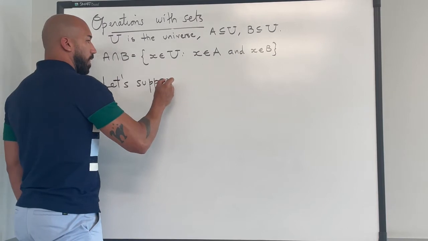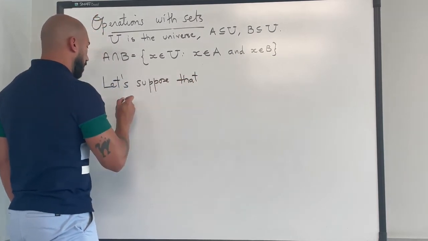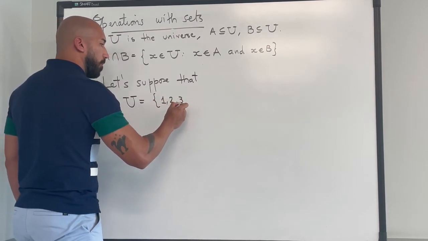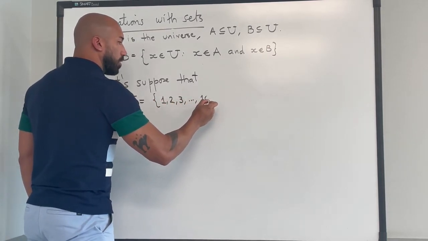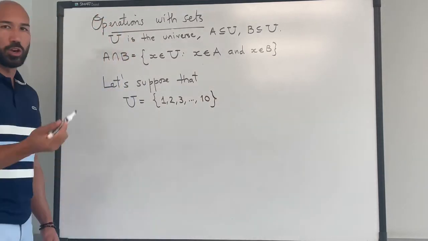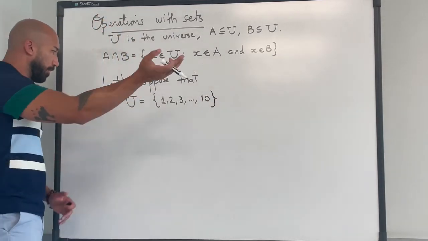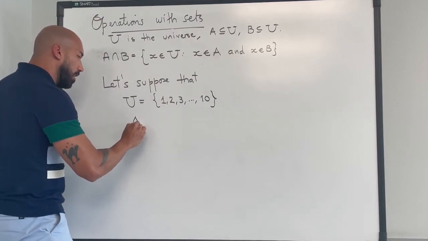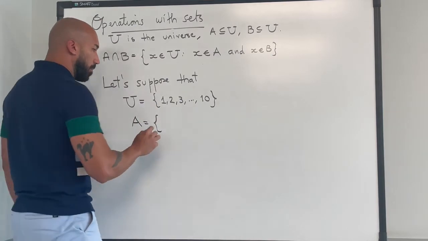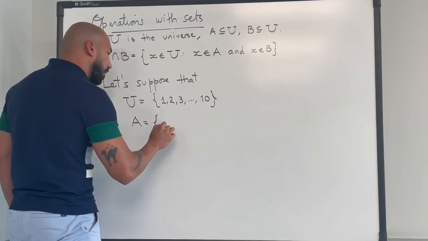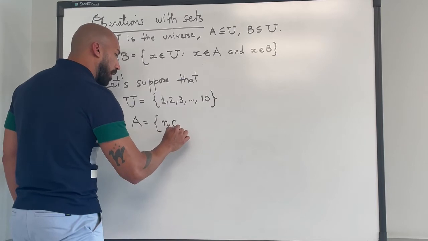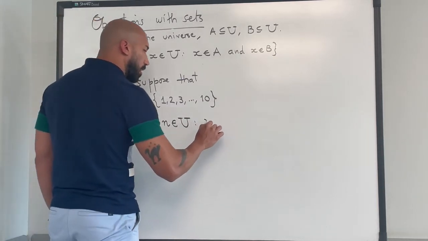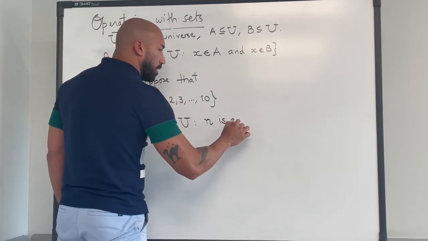Let's suppose that U are all the natural numbers from 1 to 10. So the numbers that we use to count: 1, 2, 3, 4, 5, 6, 7, 8, 9, 10. And A is the set of elements in the universe such that n is even.